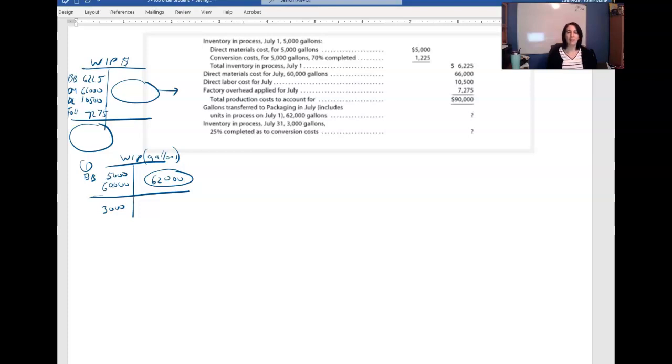Kind of. In this 62,000 gallons, though, that got finished during the month of July and got transferred to the next process, the first ones you finished was this 5,000. So really, if you think about it, the first ones you finished were the 5,000 that you had been working on July 1st. Those are the beginning balance ones, right? We finished these guys first, and then the other 62,000 minus 5,000, the other 57,000 gallons, are what's called started and completed.